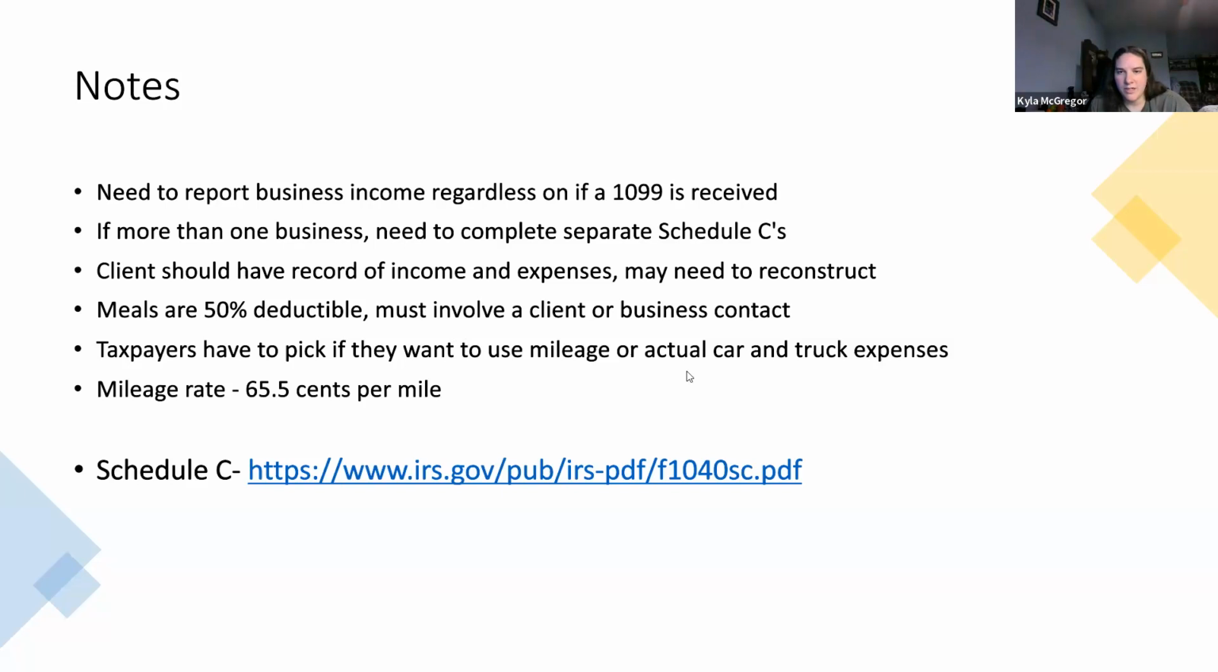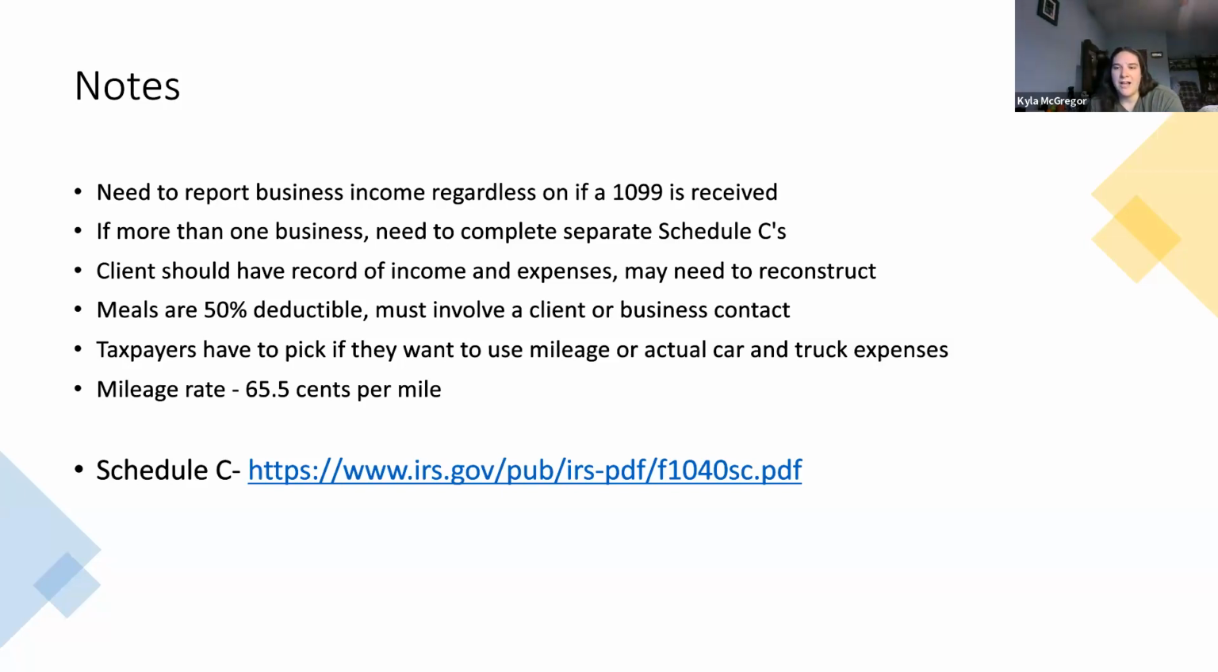They have to pick if they want to take mileage or if they want to take the actual car and truck expense. So we either do mileage, or we would add up how much they paid for gas, car insurance, repairs on their car, things like that. But it's one or the other. Most of the time, mileage is more advantageous, so generally we do that. But some clients may want to do the other, but they have to pick. This year, the mileage rate is 65.5 cents per mile. So it increased a little bit, and there's only one mileage rate this year.